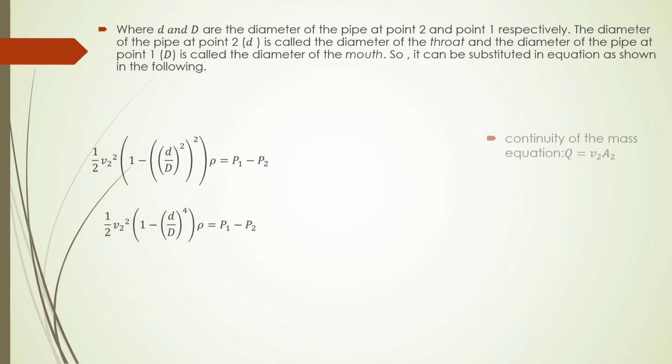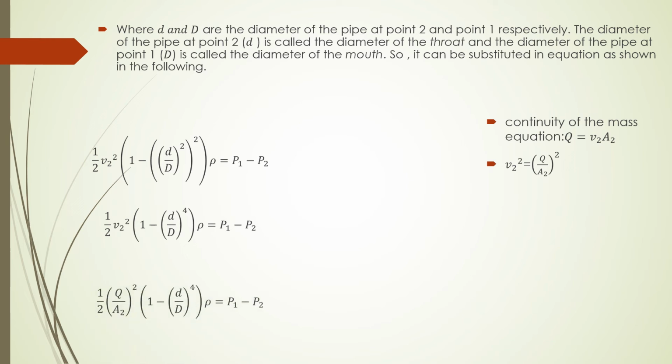We know from the continuity of mass equation that Q equals V2 multiplied by the cross-sectional area 2. So if we need V2 squared, it will be Q over A all squared. So the final equation will be half Q over A2 all squared, another bracket, 1 minus D small over D capital, close the bracket, to the power 4 since it is a squared square, then we close the bracket, multiplied by the density, equal to P1 minus P2.